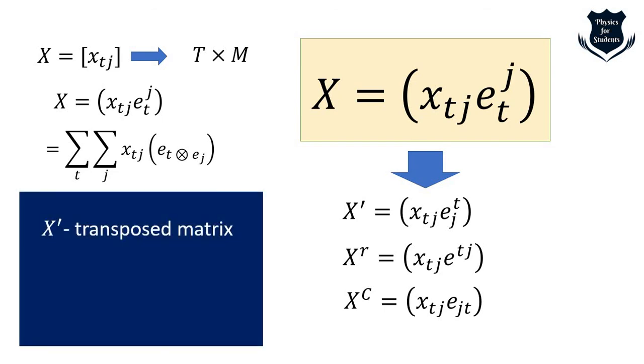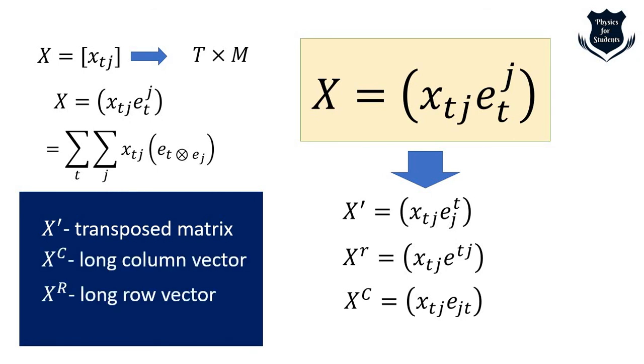Here x prime is the transpose matrix, xc is the long column vector, and xr is the long row vector. Just note that in the forming of xc and xr from x, the index that moves assumes a position at the top of the head of the string of indices to which it is joined. So the subscripts c and r denote what are called vectorization operators.